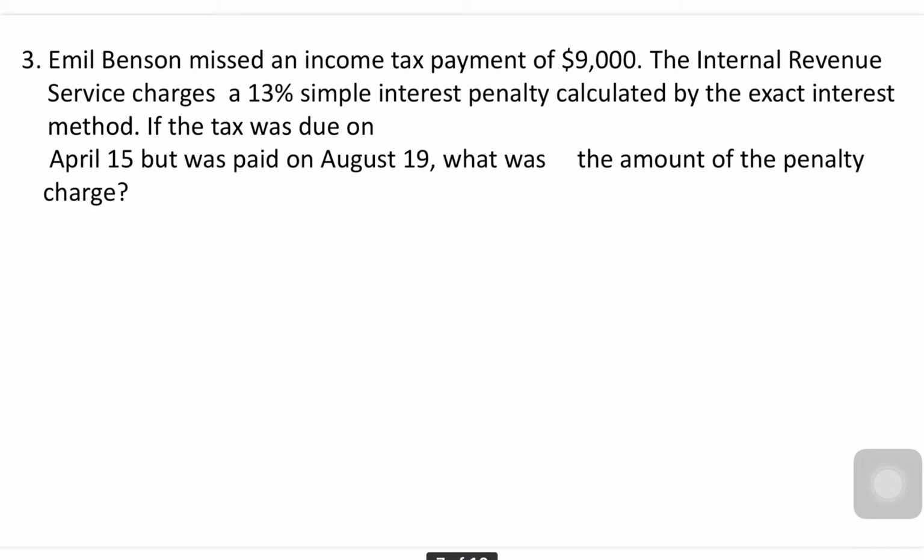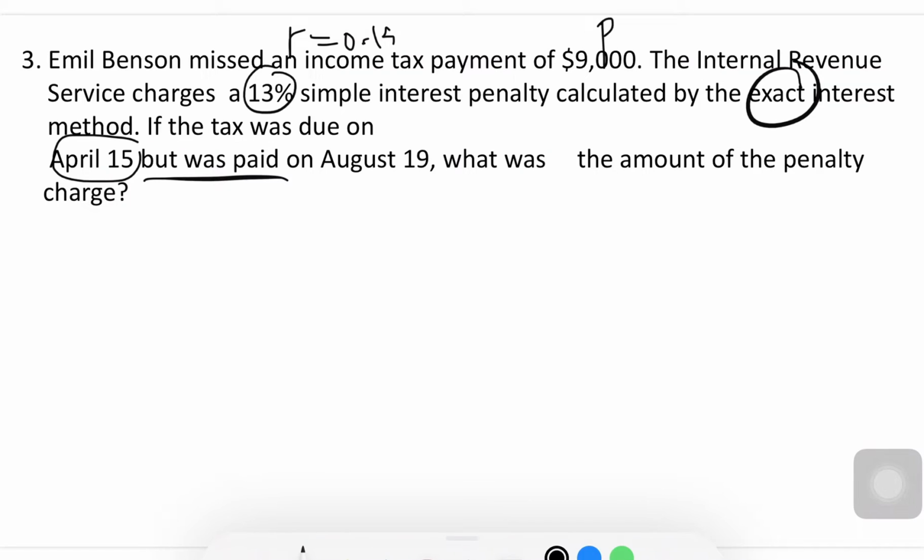Number 3, Emil Benson missed an income tax payment of $9,000. So this is our P. The Internal Revenue Service charges a 13% simple interest rate. So this is our R. Divide by 100%, so this is 0.13. It is calculated by the exact interest method. If the tax was due on April 15 but was paid on August 19, what was the amount of the penalty charge? The penalty charge is our interest, the additional payment.